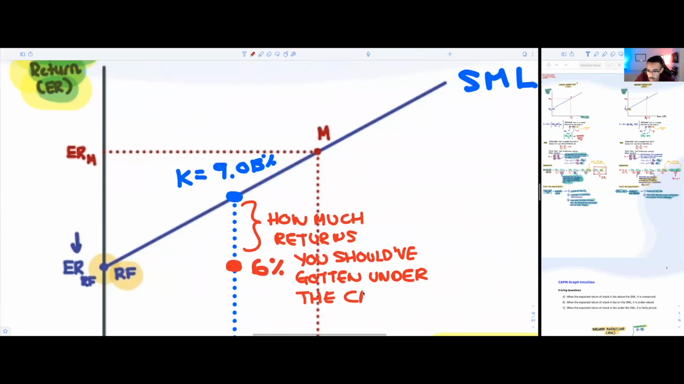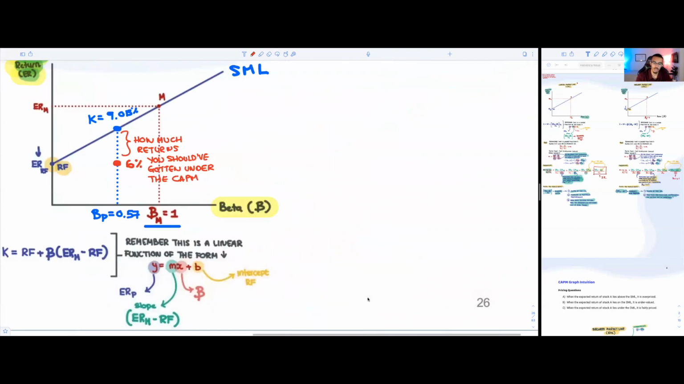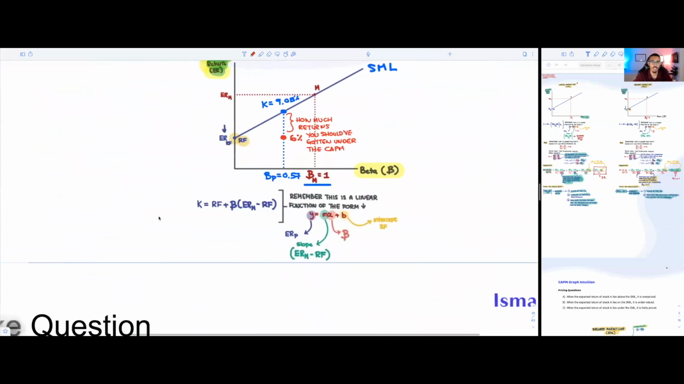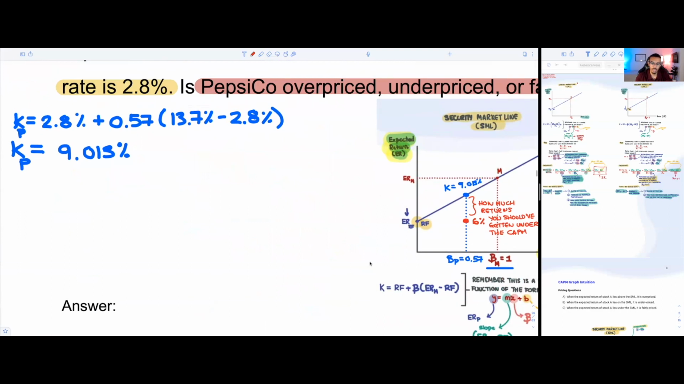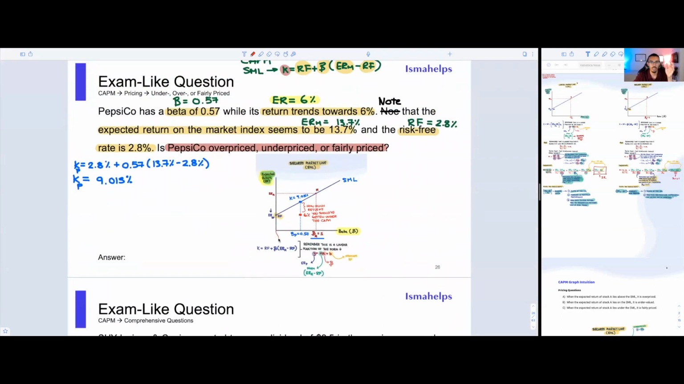Okay, that's what you should have gotten under the CAPM, if it were to hold. And we're going to assume in this world that it does hold. And this is a really interesting little number, because if we take a step back, all the way to the top of the question, this leads us to a really easy insight. Okay, and I'm going to write it in green.